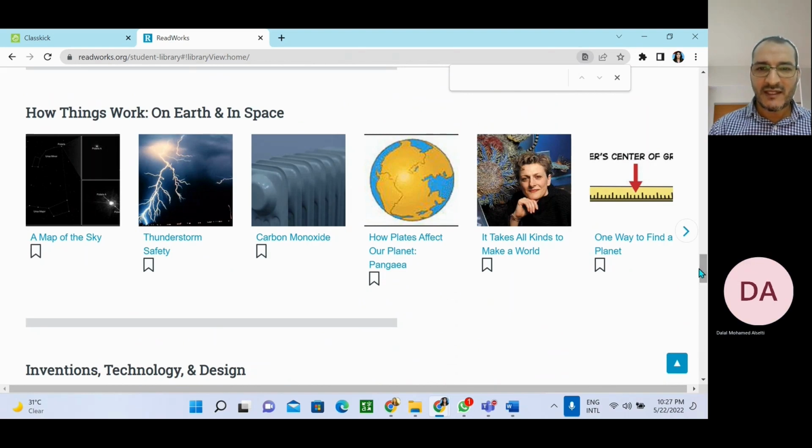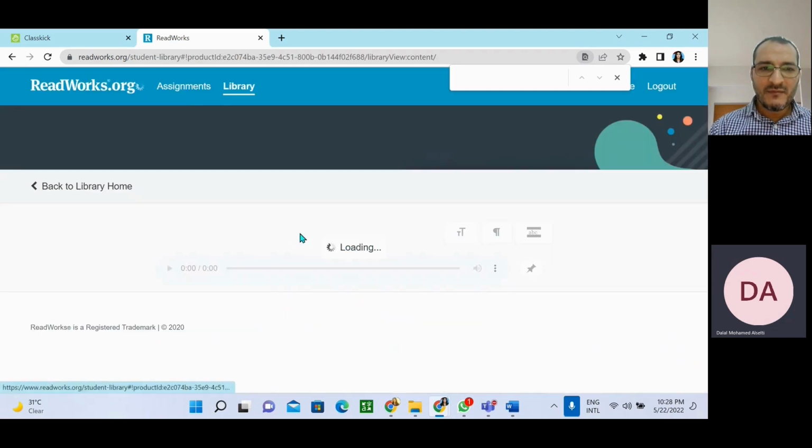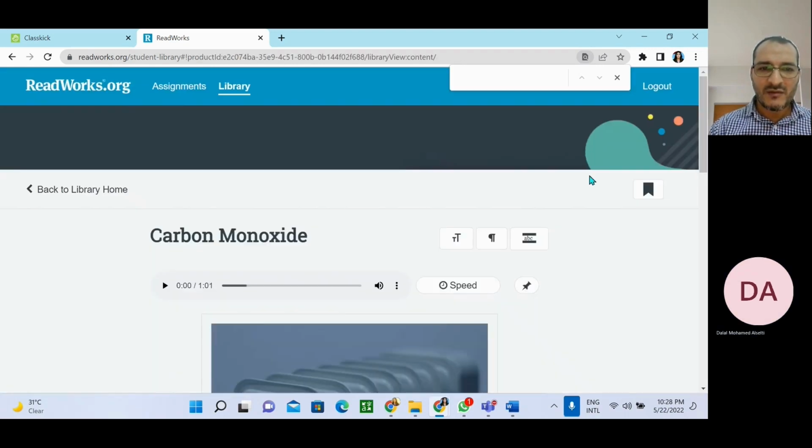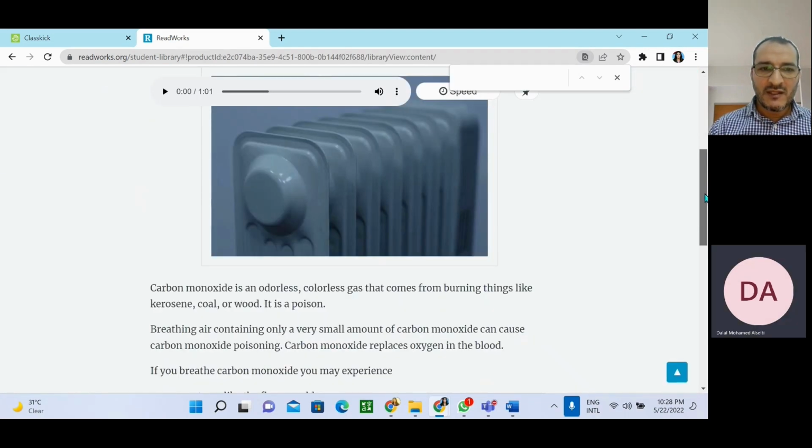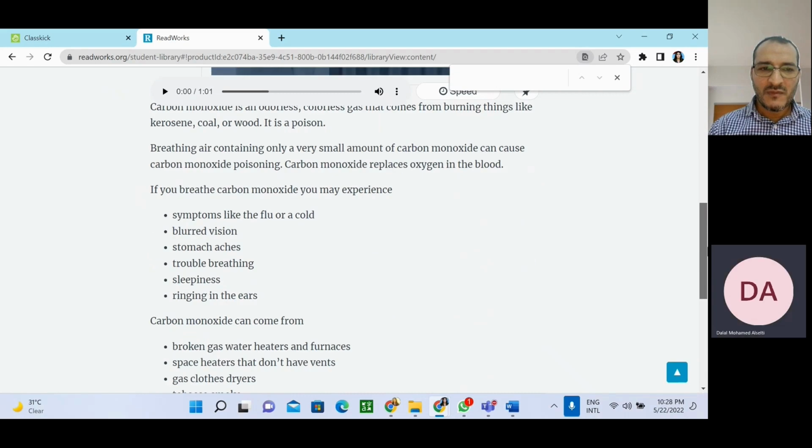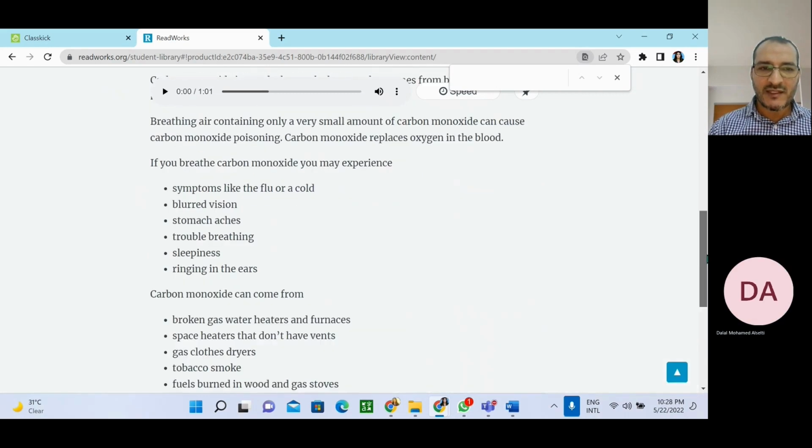Carbon dioxide. One way to find the passages. Let's do that. Click on carbon dioxide, not this one, there. So you see here, click down. Okay, yeah. Carbon. This is really a short text.